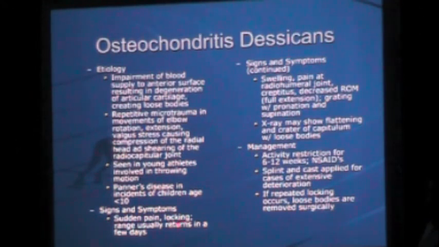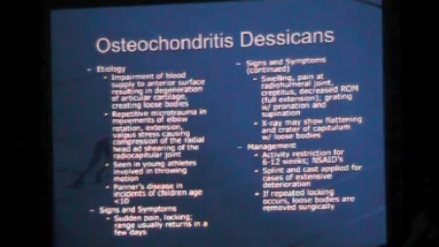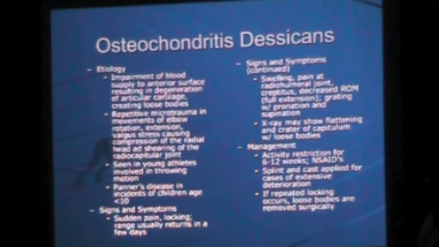Patients will present with locking, pain in the elbow, swelling, decreased range of motion. X-rays can show a flattening of the radiocapitellar joint, particularly the capitellum, with some loose bodies in there. Management: activity restriction for 6 to 12 weeks. Sometimes you can get these to heal up. The great thing about kids is that they've got great vascularity and they can actually heal. But you've got to let them rest it and let them heal. Anti-inflammatories are good. Splinting and casting are good to keep them shut down.